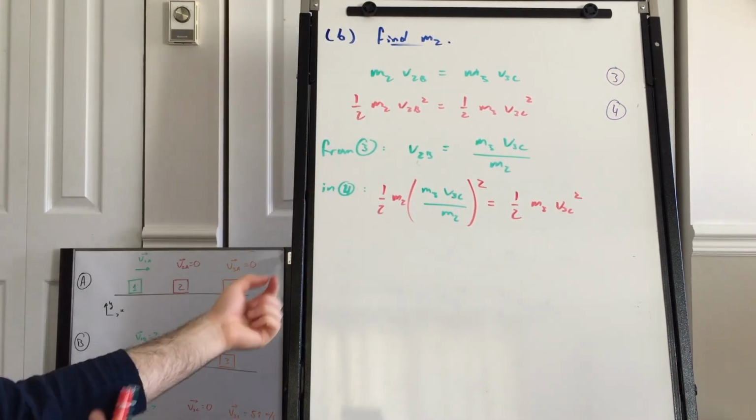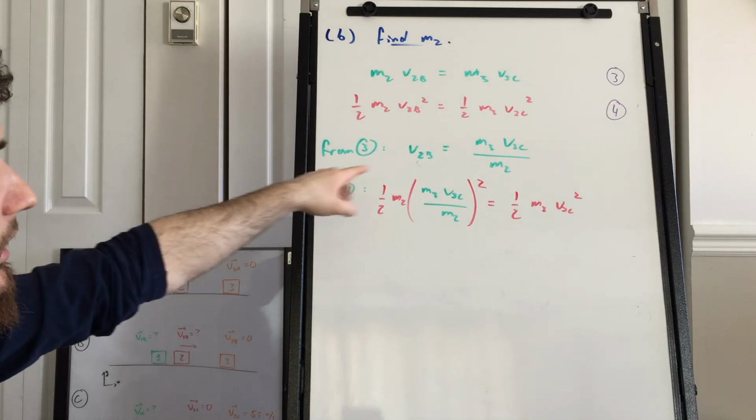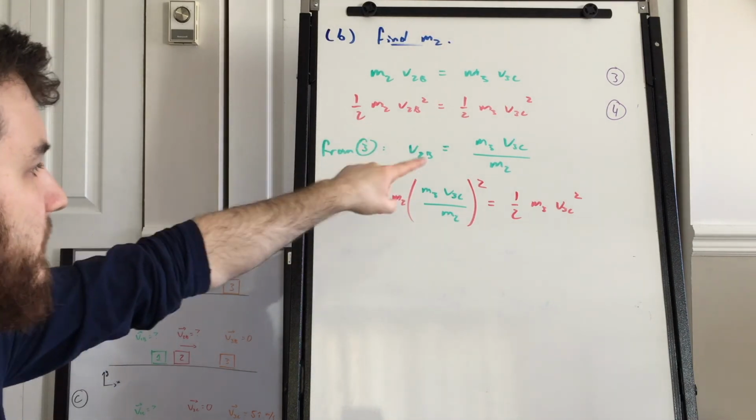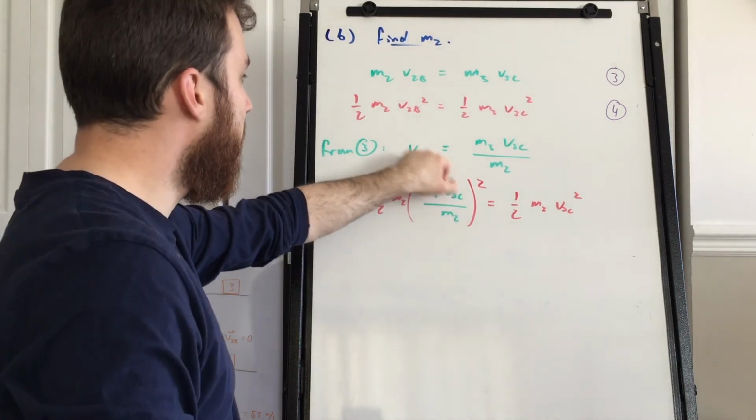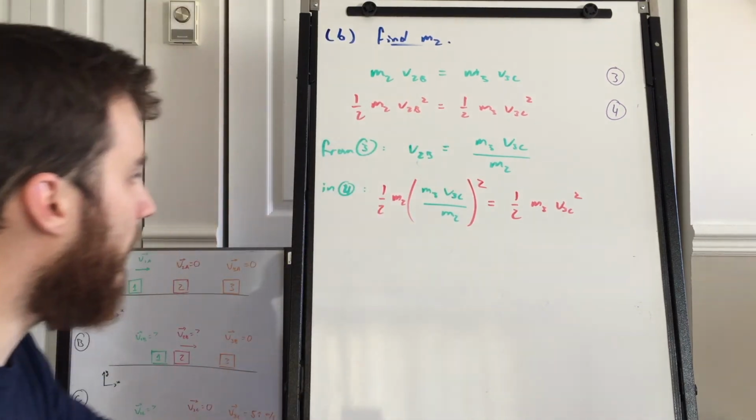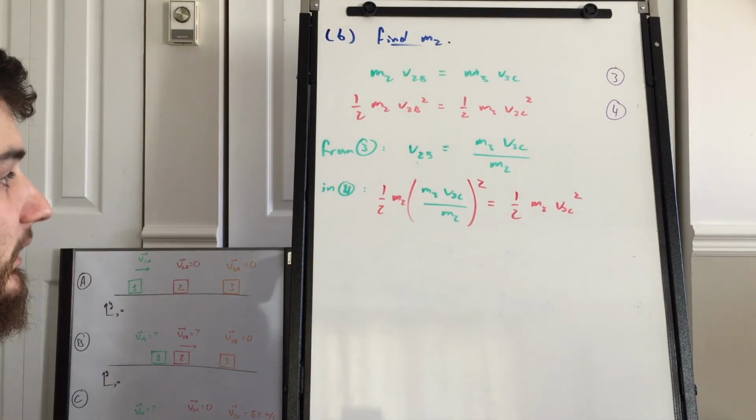From equation 3, we solve, for example, for v2b. We get the following expression. We then substitute this in equation 4. This is here, and we square it. And we notice a couple of different things.